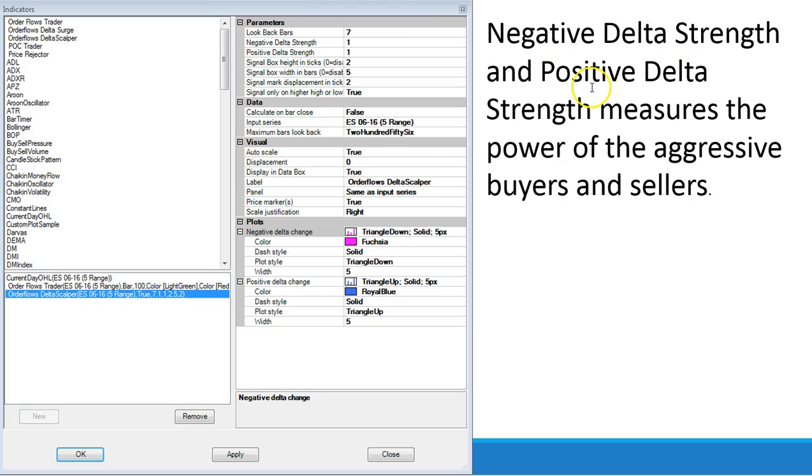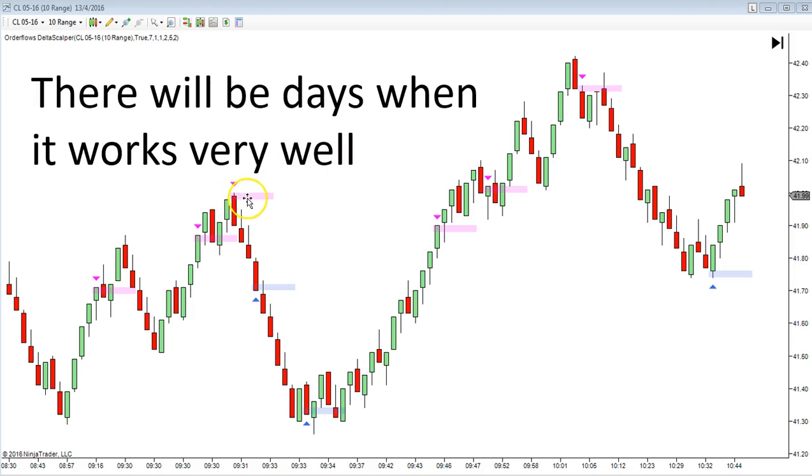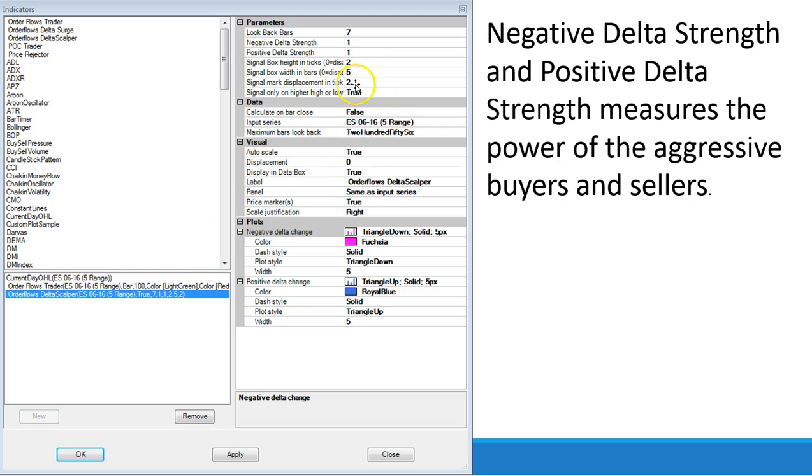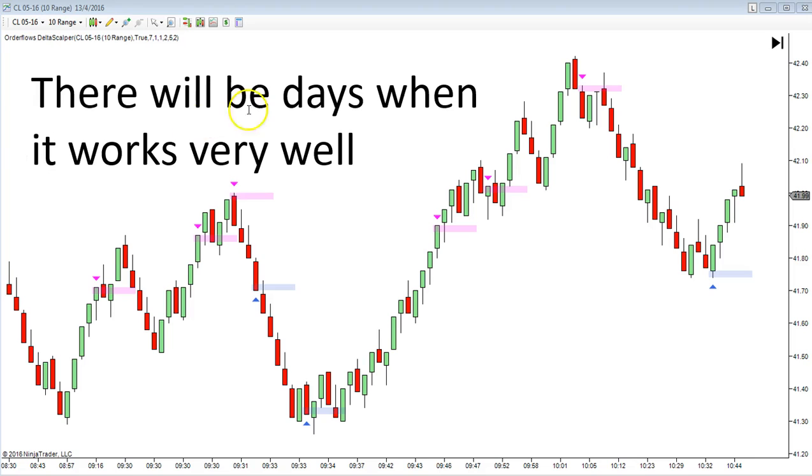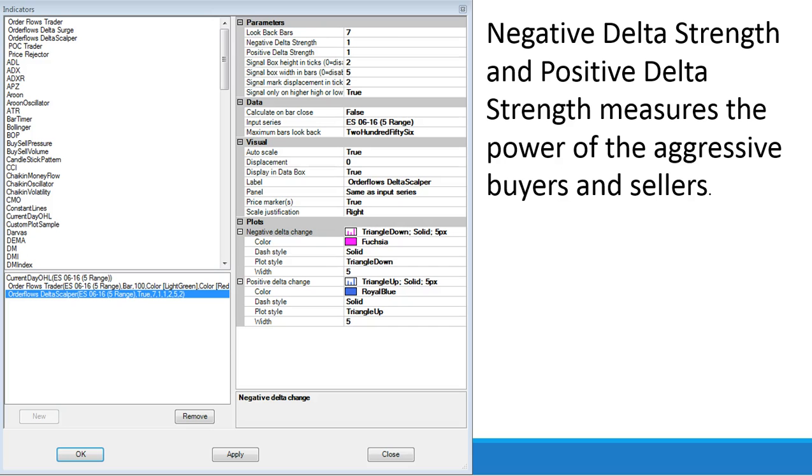Negative delta strength and positive delta strength measure the power of the aggressive buyers and sellers. It's set to 1. If you really want to go very strong, you can set it to 2. Look back bars is how many bars back it's using for its calculations. Signal box height and width are how many ticks you want it to be and how many bars across. It's 2 and 5. Signal mark displacement is how close you want the arrow to the box.